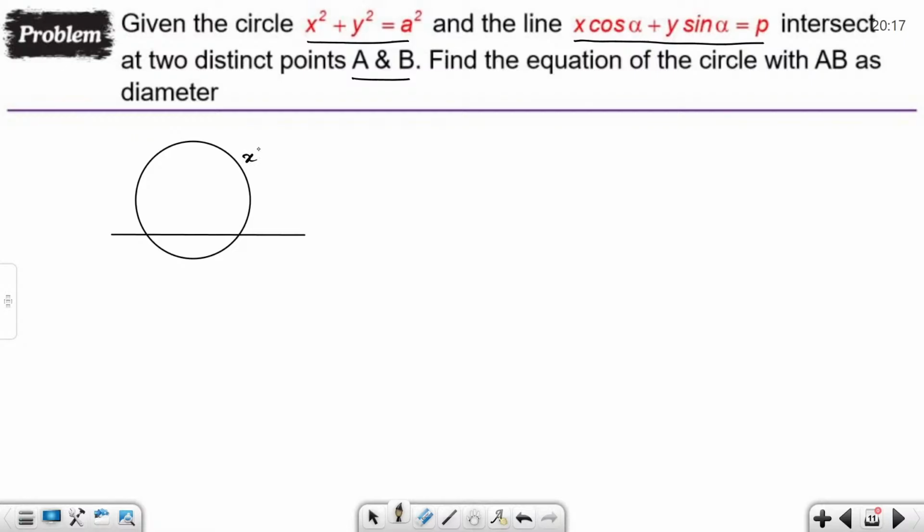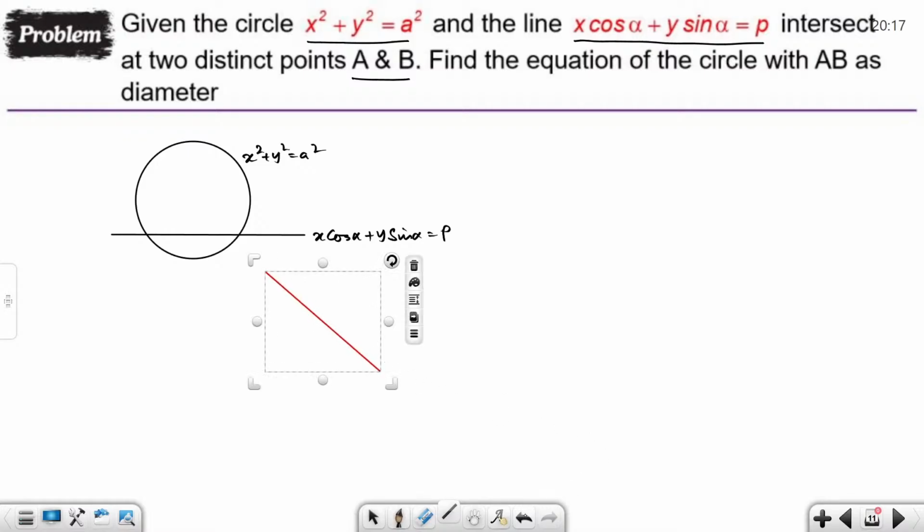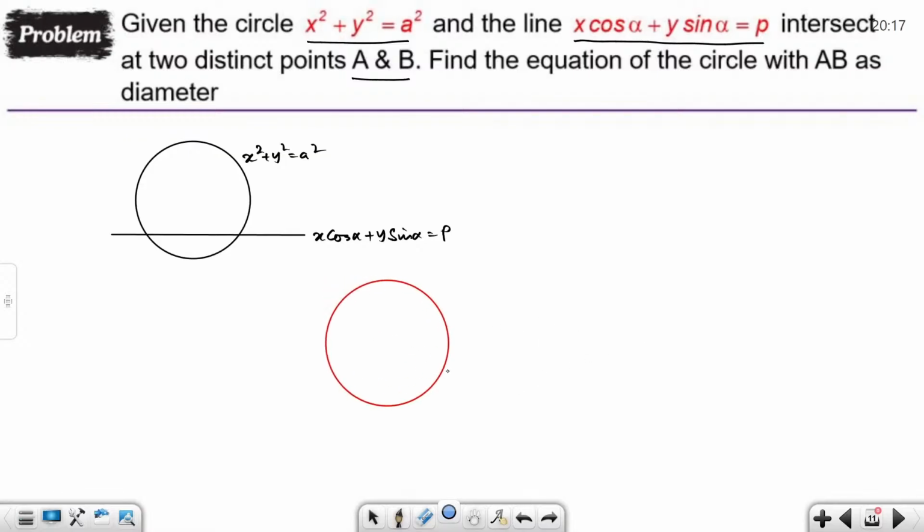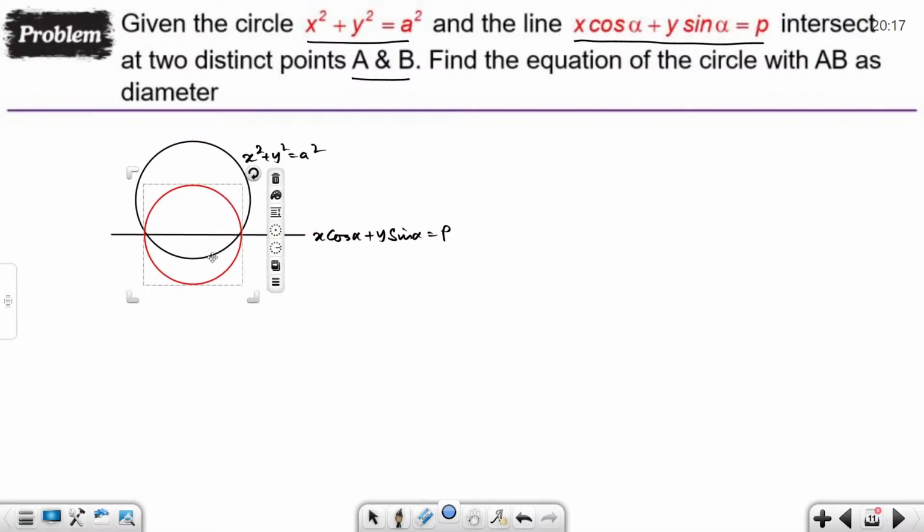So the equation of this circle is x square plus y square equals to a square, and the equation of this line is x cos alpha plus y sin alpha equals to p. Now you have to find out the equation of that circle which is passing through this point of intersection, taking this AB as a diameter. What is A and what is B? These are the point of intersection of this line with the given circle.